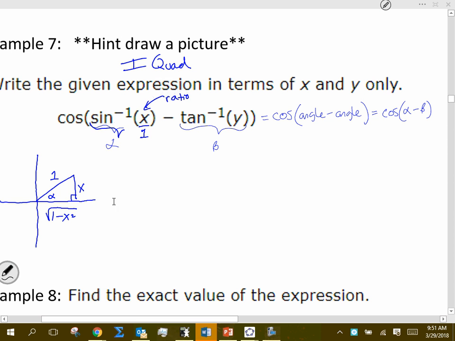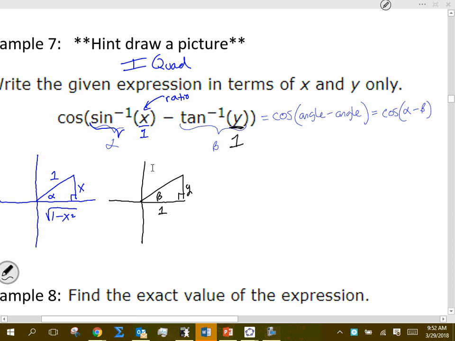And that's alpha. I want to do the same thing now for beta. So again, I'm going to assume beta is in the first quadrant and be that angle there. Tangent of beta is y over 1. Tangent is opposite over adjacent, right?